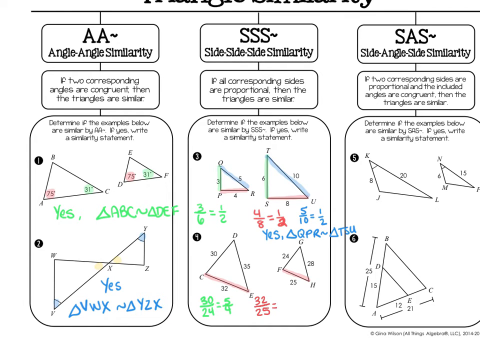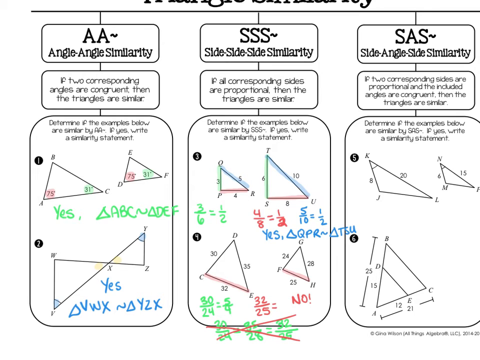Okay, if they are similar, we can write a statement that looks like this. We would have been able to say 30 over 24 is equal to 35 over 28 is equal to 32 over 25. Okay, so looking at all three sides, that is not a true statement. So I can say, nope, these three triangles are not similar.